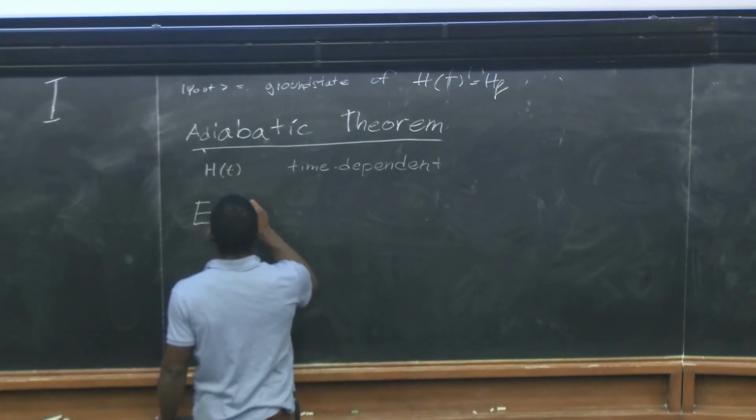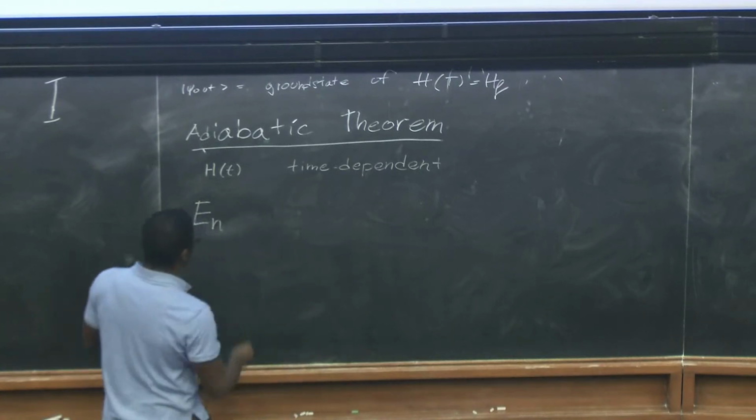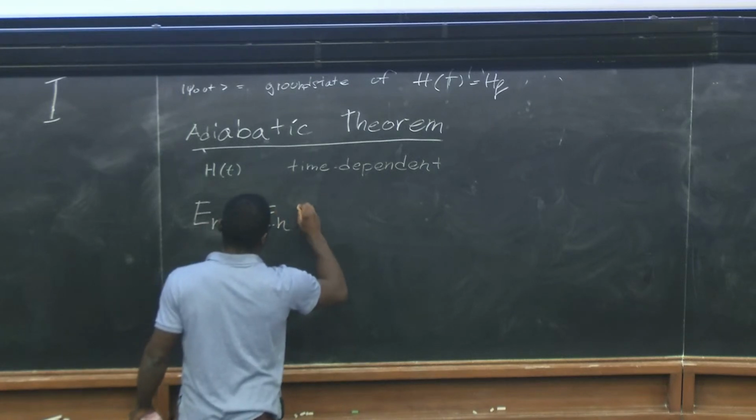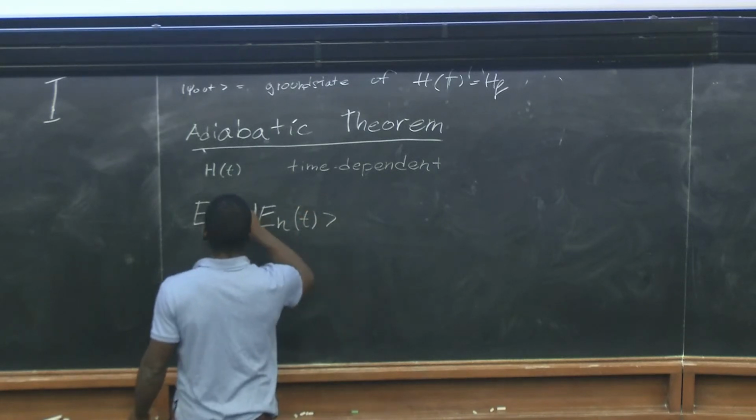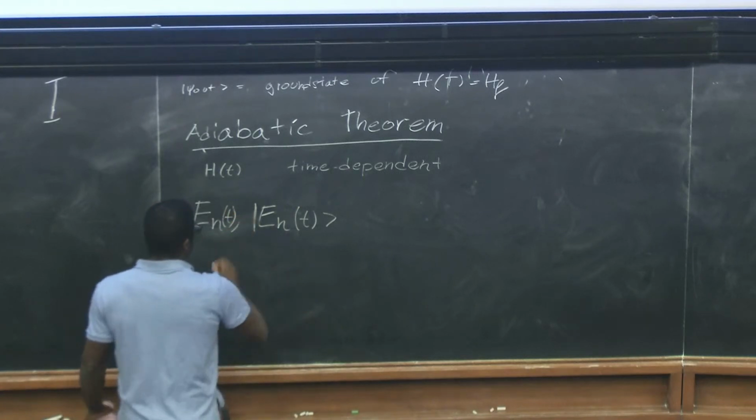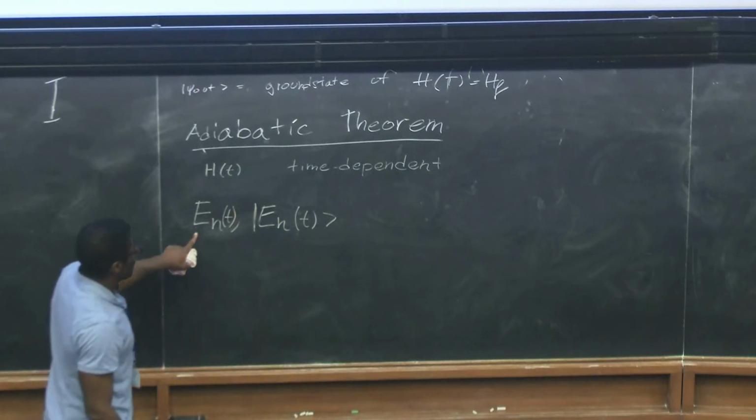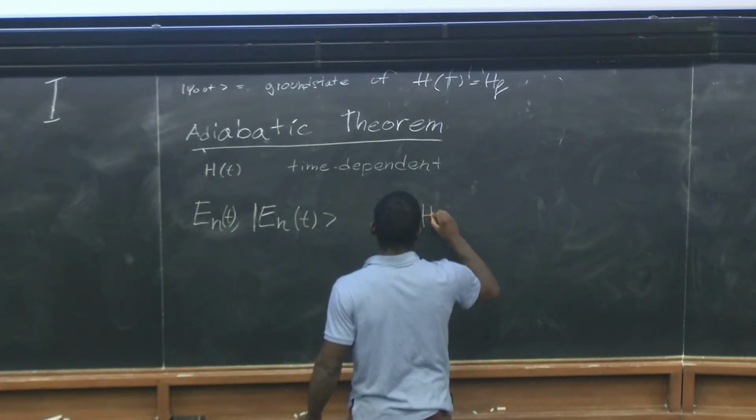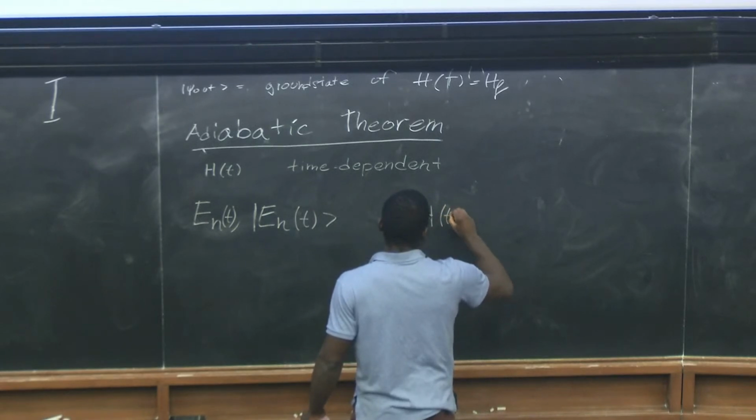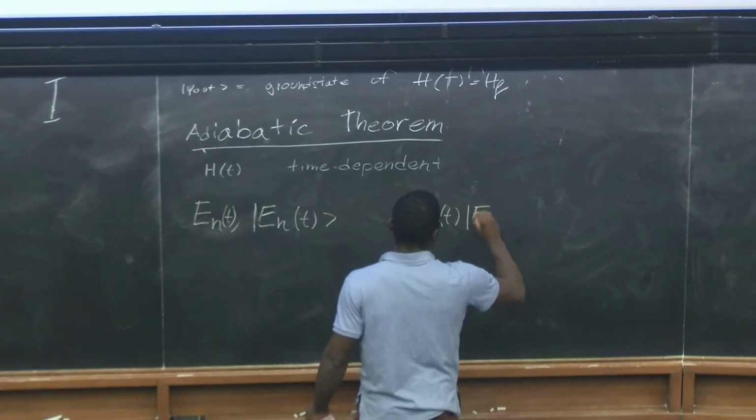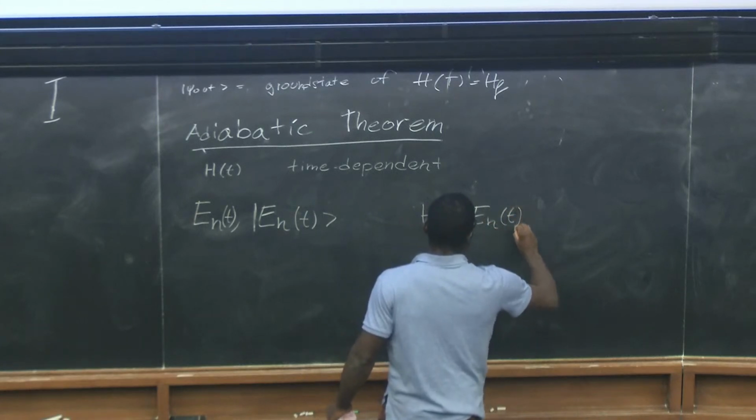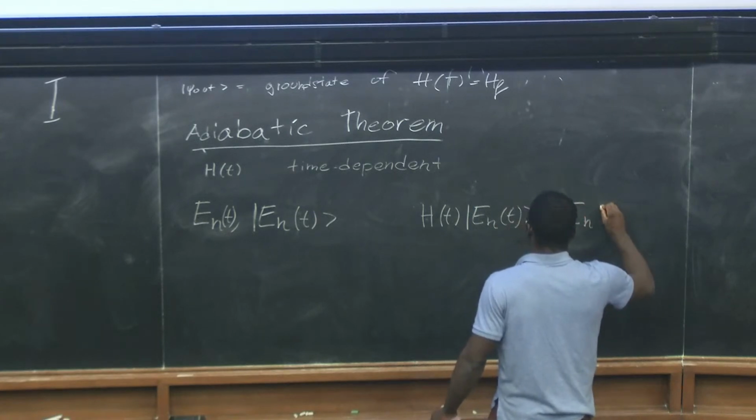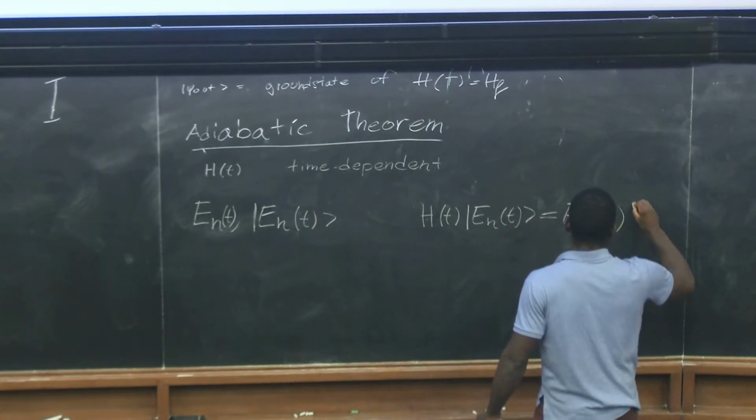So, as we said, the Hamiltonian is going to have eigenstates and eigenvalues which depend on time and satisfy the following equation. If I apply the Hamiltonian to an eigenstate, it should just be multiplied by the eigenvalue.